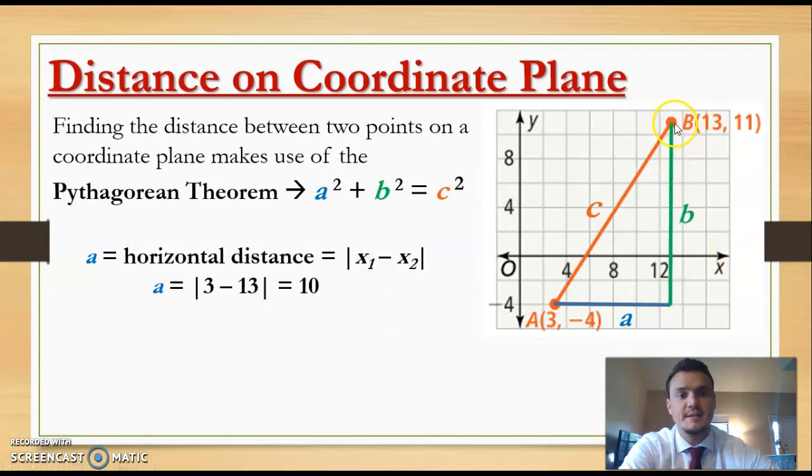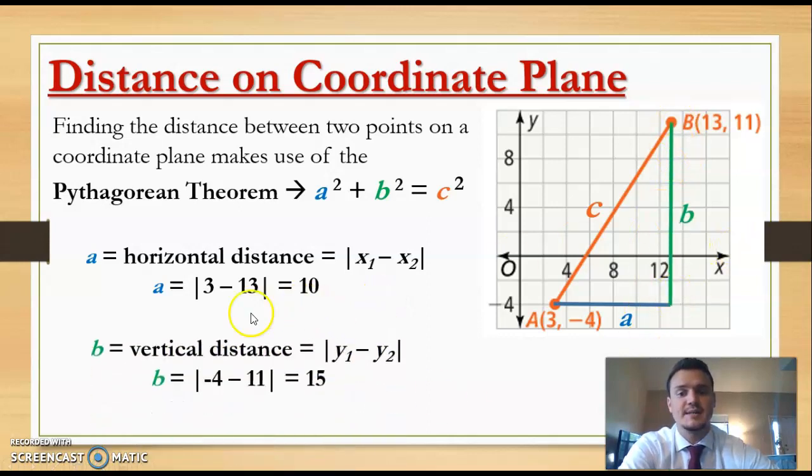And then b is the vertical distance. So in this case, b represents the vertical change from A to B. So if I do the same thing, -4 minus 11 is a distance of 15 after you do the absolute value.